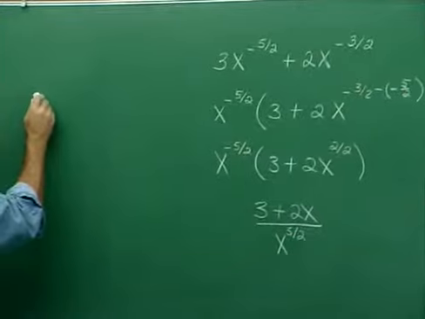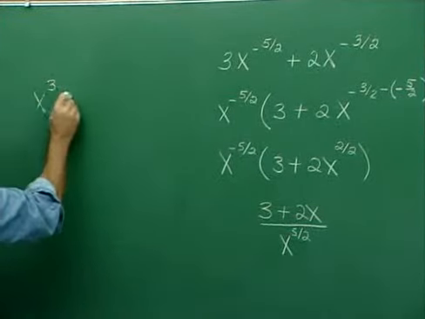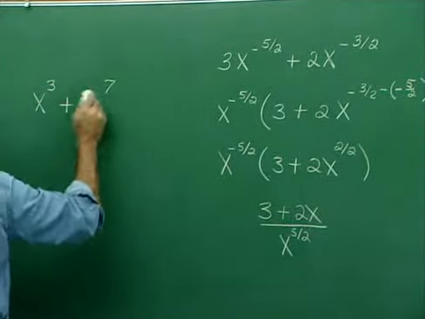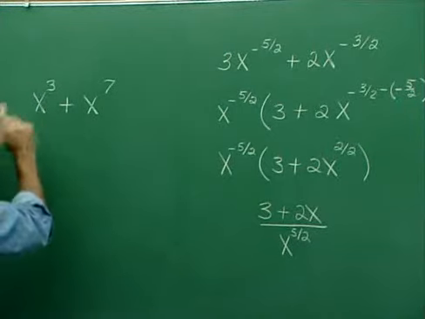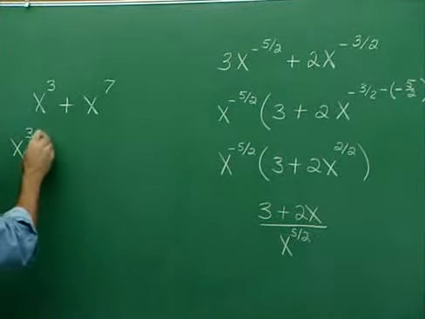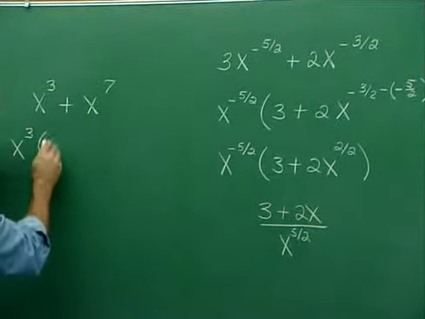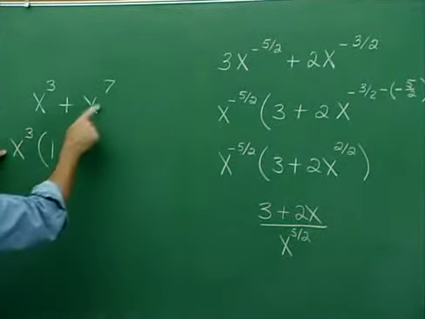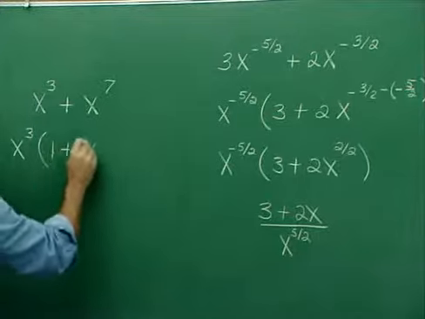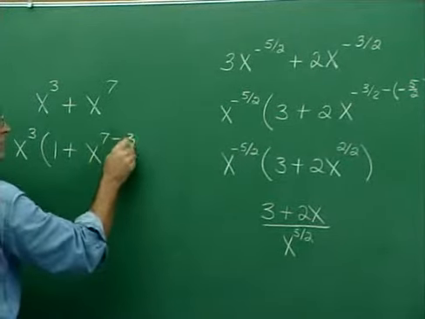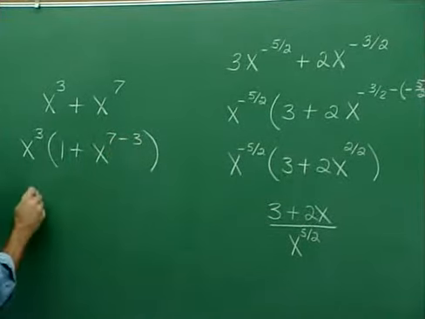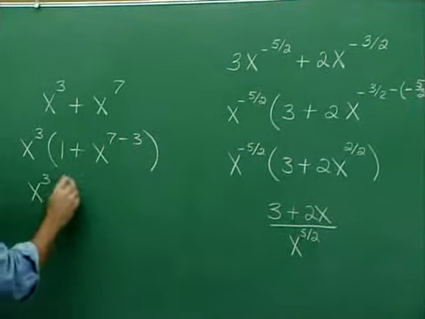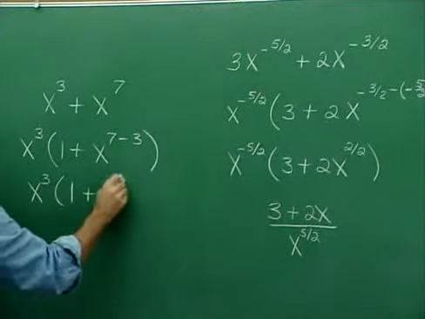If you have something like x cubed plus x to the 7th power, and you're going to take out the x cubed, the smaller of the two exponents, then when you pull x cubed out of this term, you're left with 1. When you pull x cubed out of this, you have x to the 7 minus 3. Think about subtraction of the two exponents to identify what's left over. So it's this, as expected.